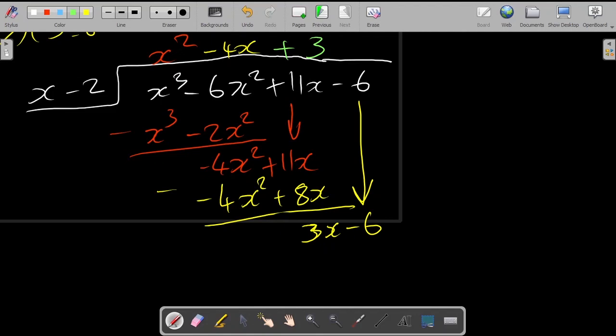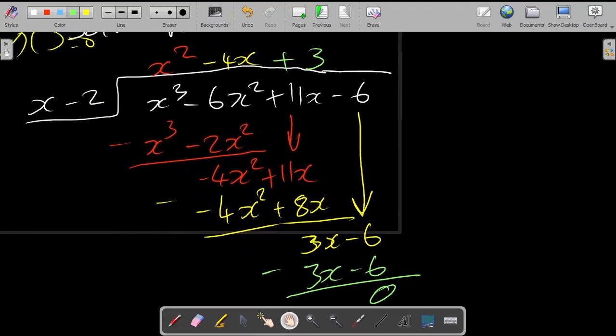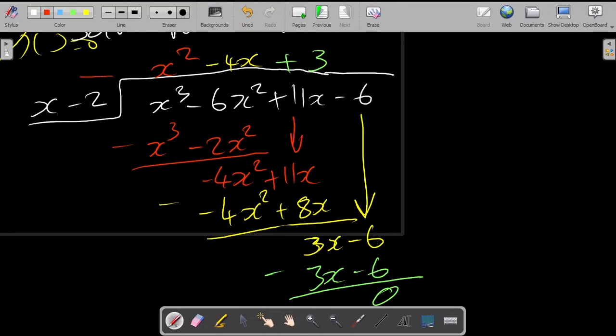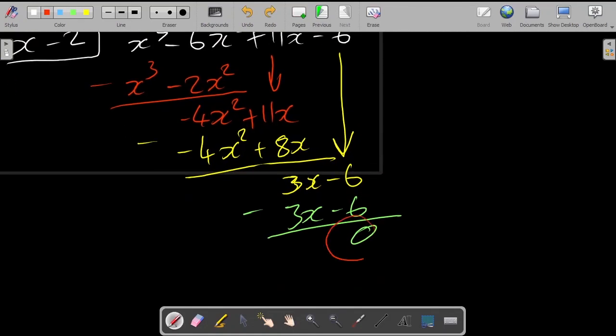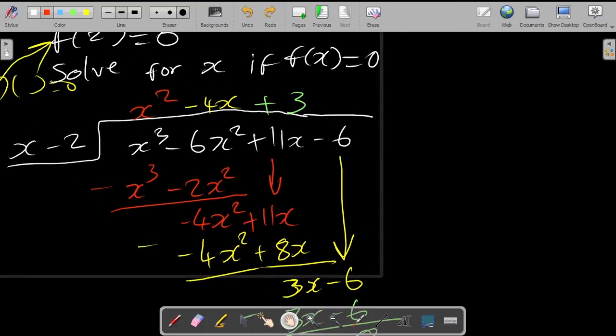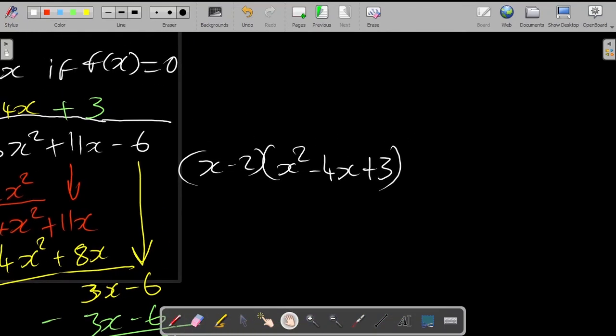And now multiplying the 3 with this expression, we'll have 3x minus 6. And subtracting that, we just have 0, which means we are done and we don't have any remainder. And that confirms that this is actually a factor, because in the end we have a remainder of 0, right? So that is one way that you can do this. And we now have our factors which make up the original equation. So this is how you write these two.